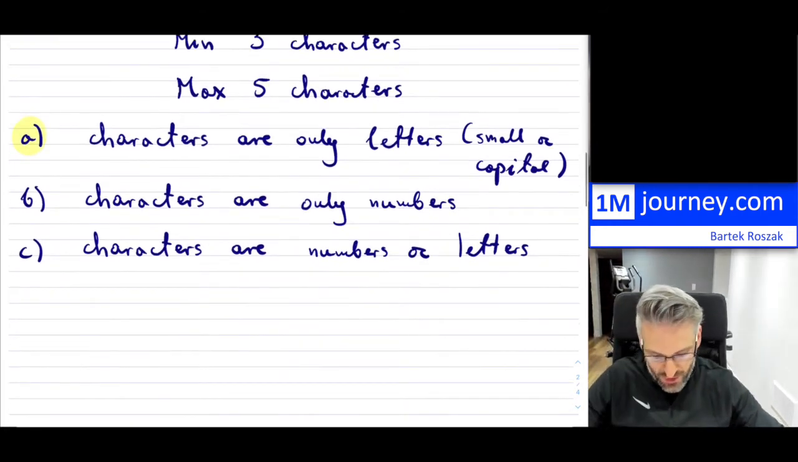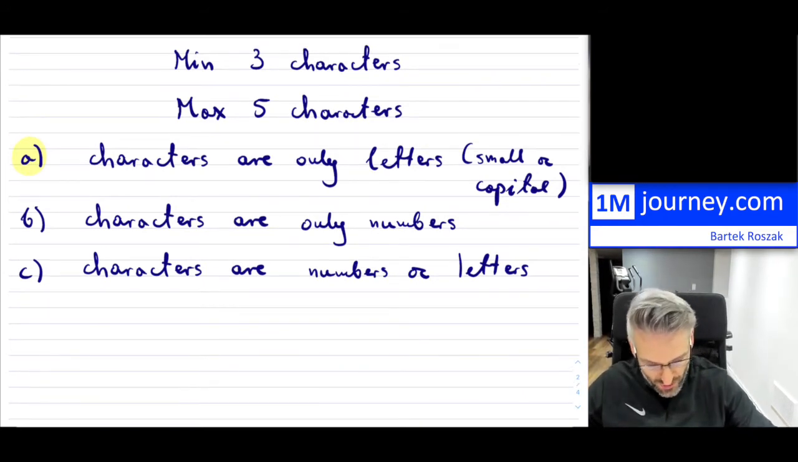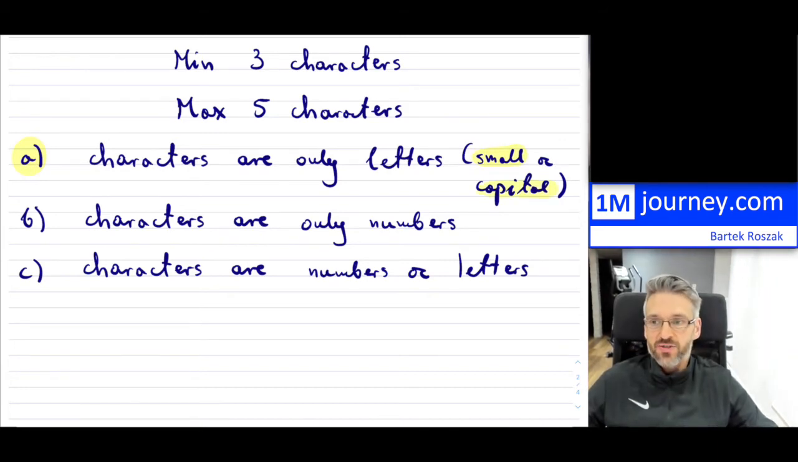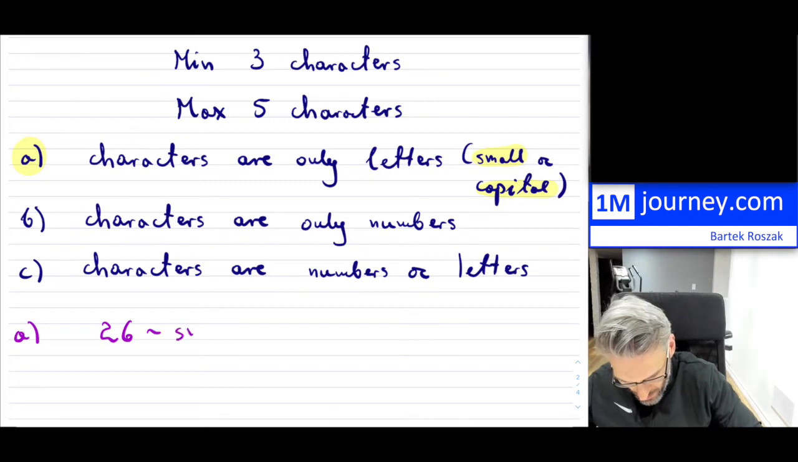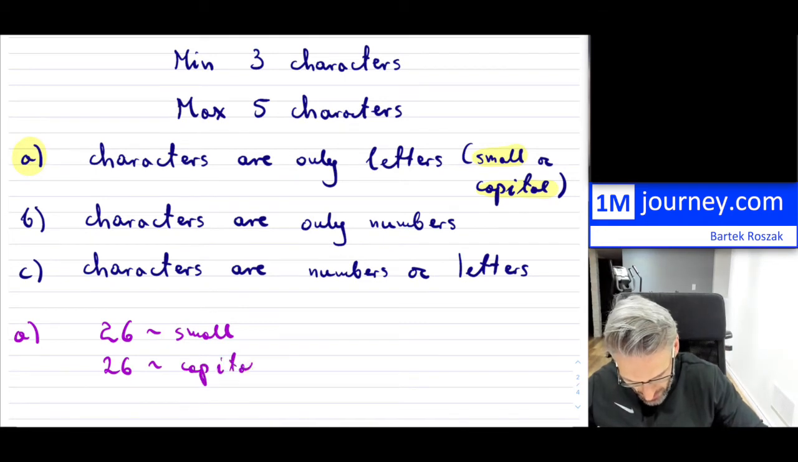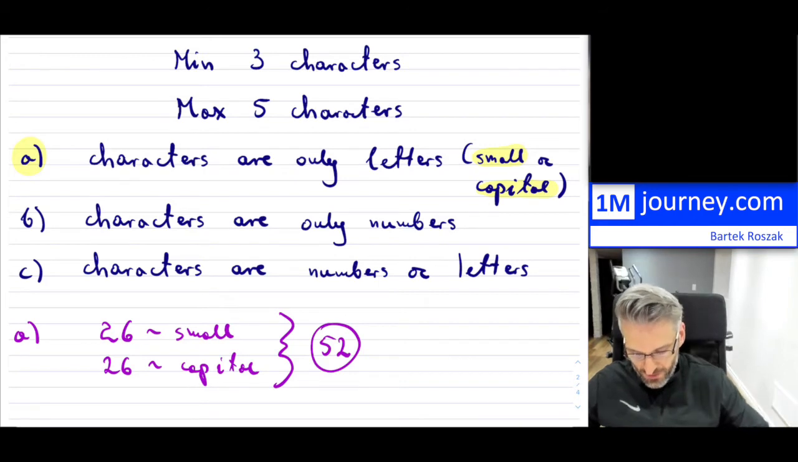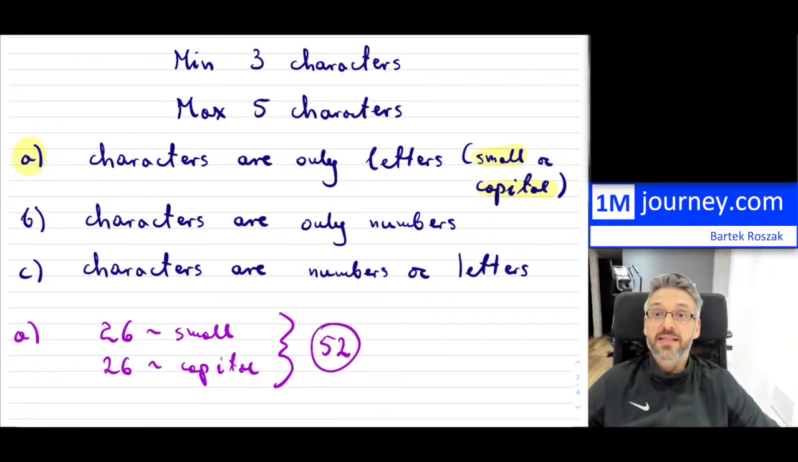So characters are only letters. Let's assume that they're only letters. Are they either small or capital? And we're going to assume that it's the English alphabet, which is 26 letters. So I'm going to make assumption A. I have 26 of the small ones, and then if I capitalize them, I have another 26. So that's the capital ones. So in total, I have 52 possibilities.